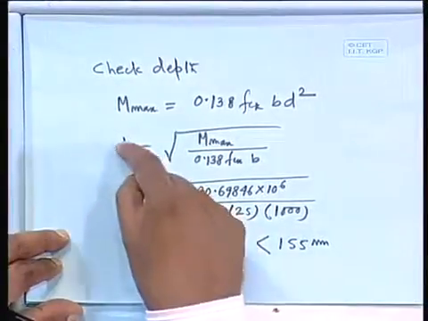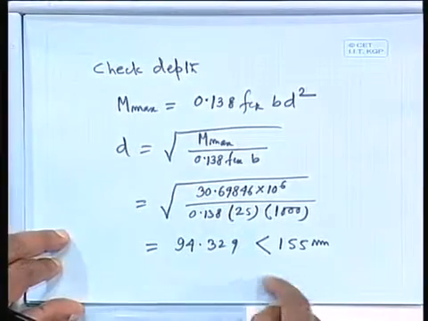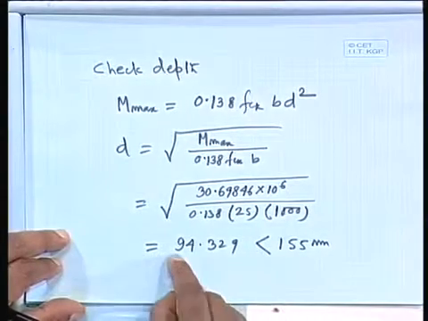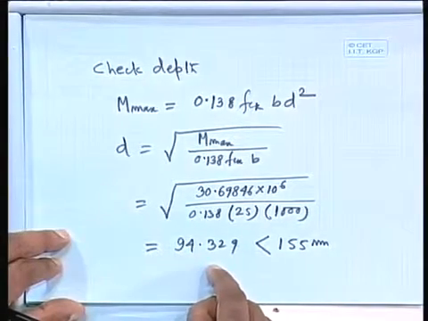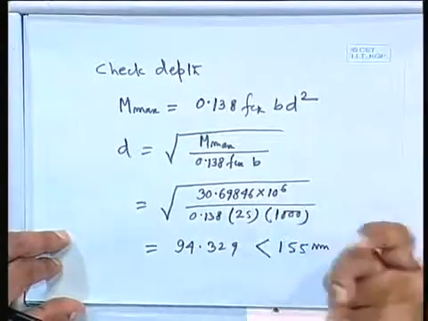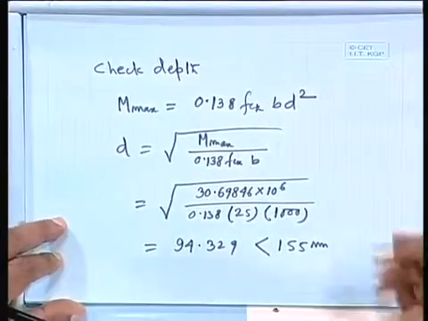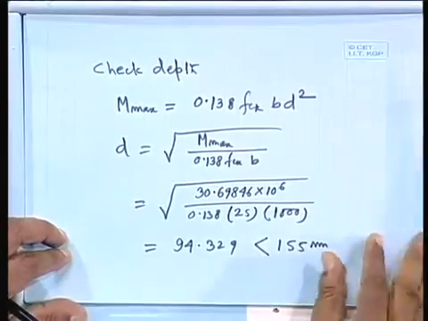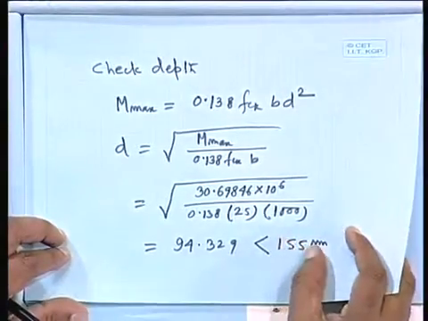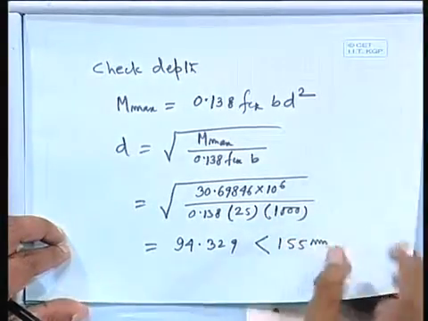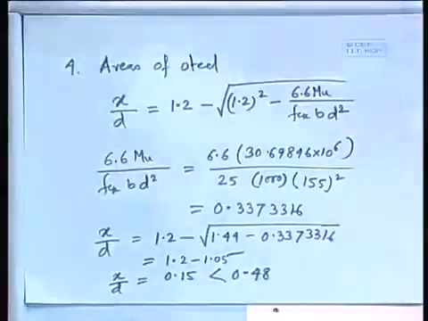We could do it the other way also, that means from D here itself we can provide our new overall depth. Maybe say 94 plus 5, so 100, plus 15, so 115. Maybe we can provide say 120 millimeter overall depth or say 125 millimeter overall depth, that also we could do. But anyway, since we have already provided 155 millimeter effective depth, on the basis of that let us continue the calculation.